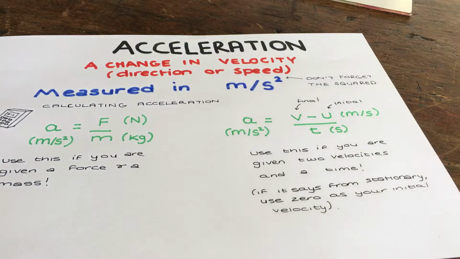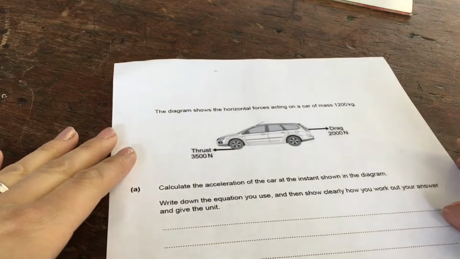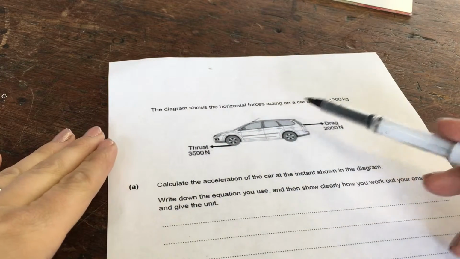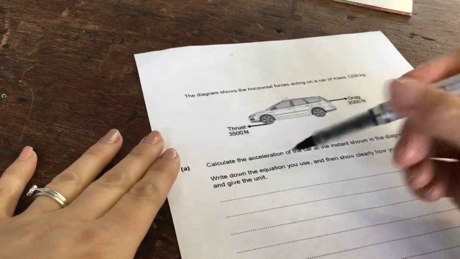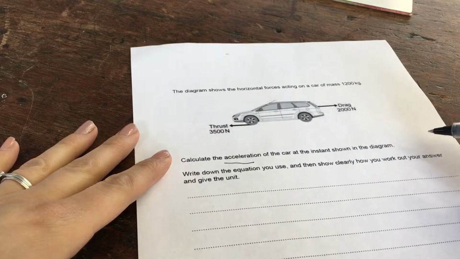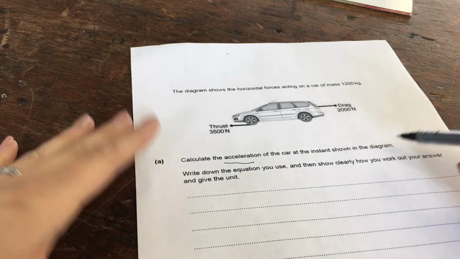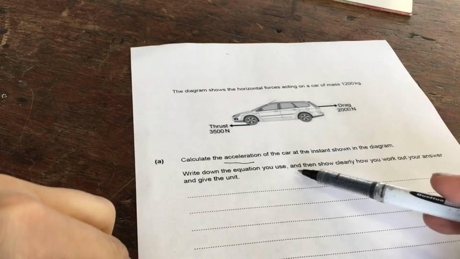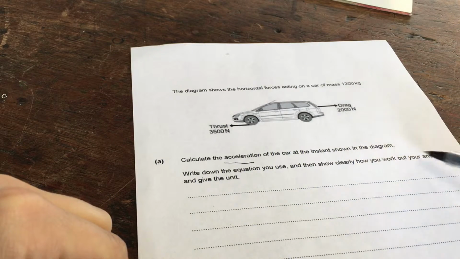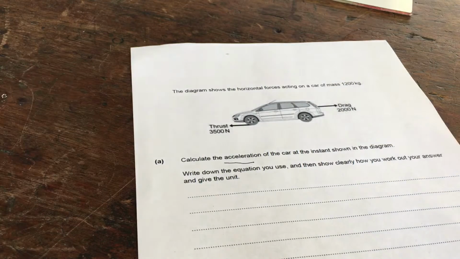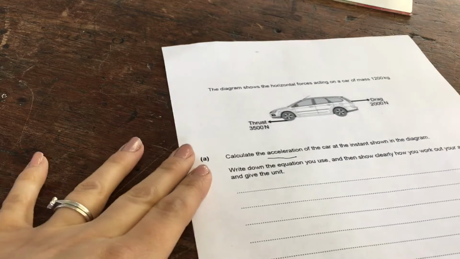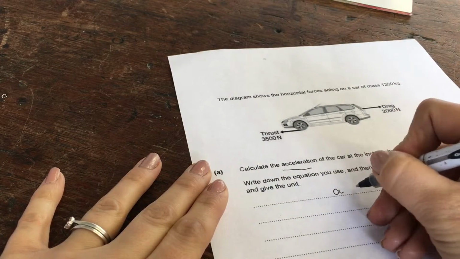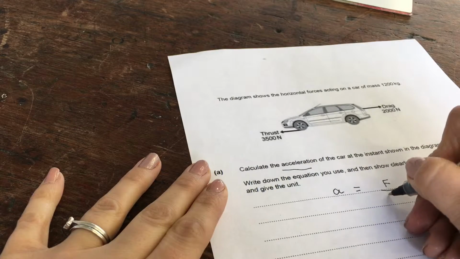So I'm going to go through exam questions that have come up in the past. So for example here, it says the diagram shows horizontal forces acting on a car with a mass of 1,200 kilograms. Calculate the acceleration of the car shown at the instant in the diagram. Write down the equation you use and then show clearly how you work out your answer and give a unit. So they're telling you what to do. So I've been told forces here and I've been told a mass. So I'm going to use acceleration equals force divided by mass.